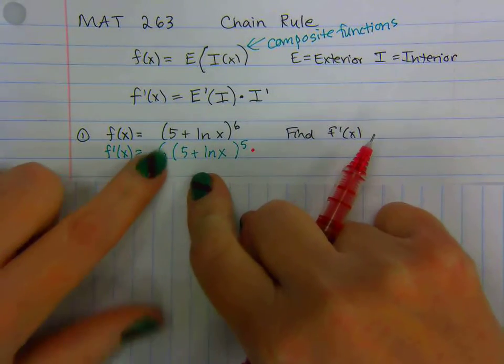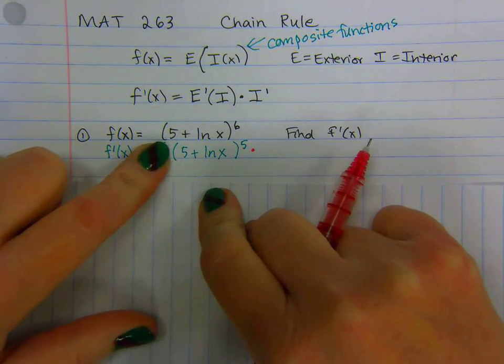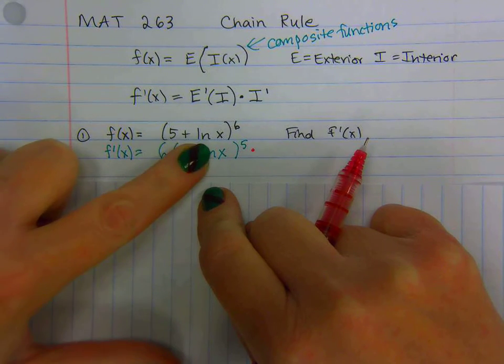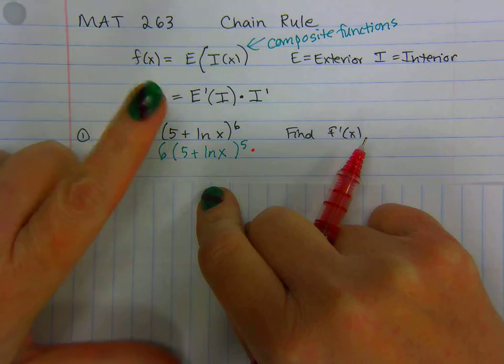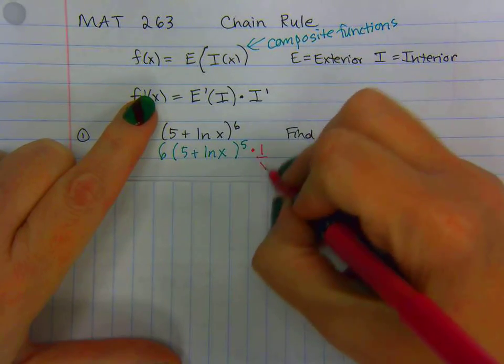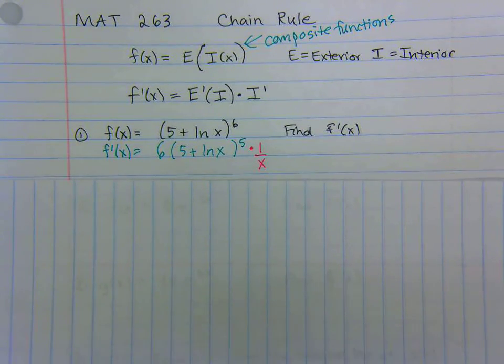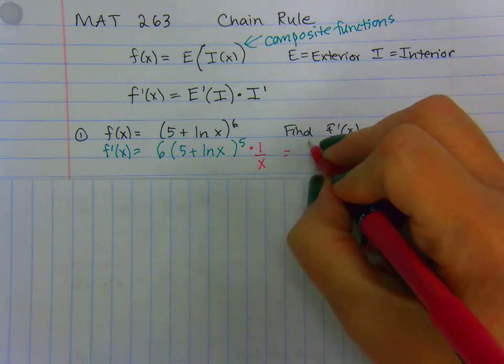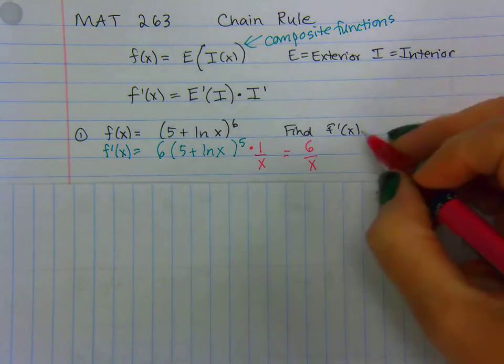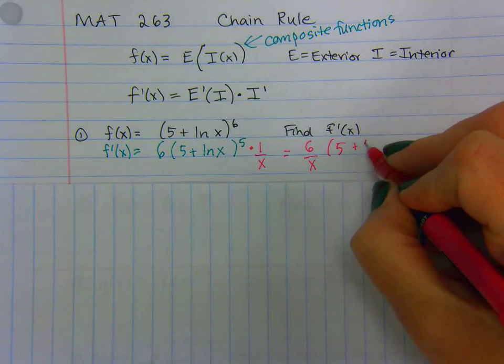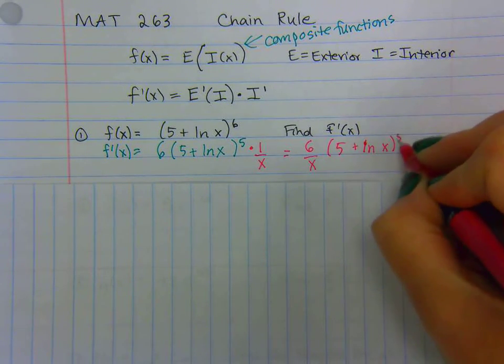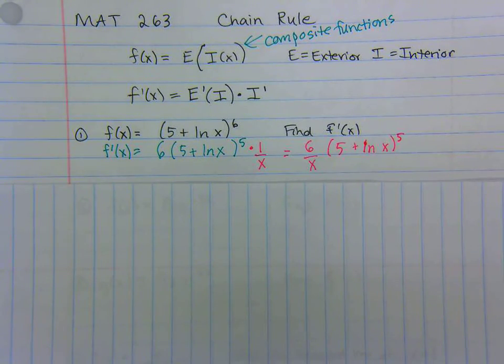So what's on the inside there is 5 plus natural log of x. The derivative of 5 is 0, and the derivative of natural log of x is 1 over x. So that'd be 0 plus 1 over x, or just 1 over x. So that's it. You might want to simplify it, rewrite it as 6 over x times 5 plus natural log of x to the 5th. But that's all you do for those.